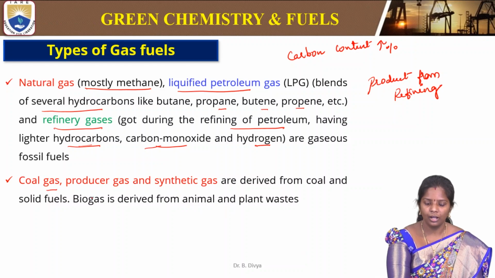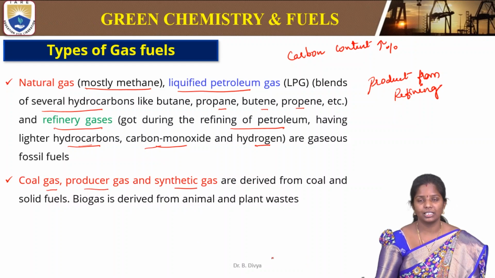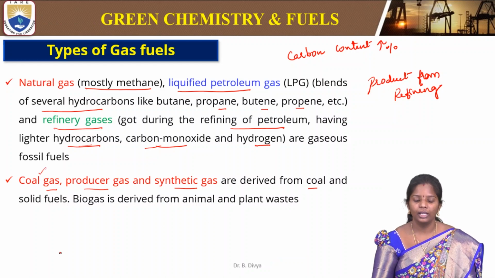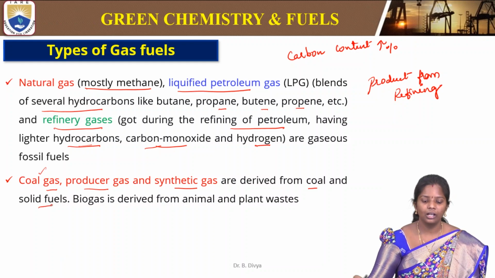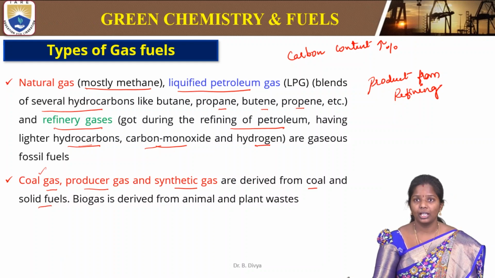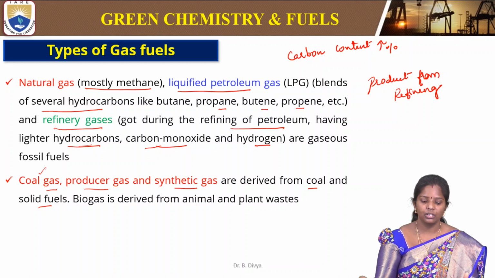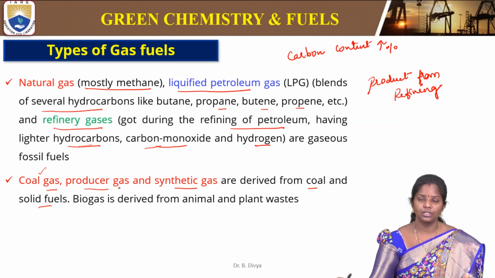So coal gas, producer gas, and synthetic gas are derived from coal. The name itself indicates that coal gas is obtained by burning coal, and solid fuels like others, producer gas and synthetic gas, are obtained after burning the solid fuels. So these are also examples of gases that are obtained.